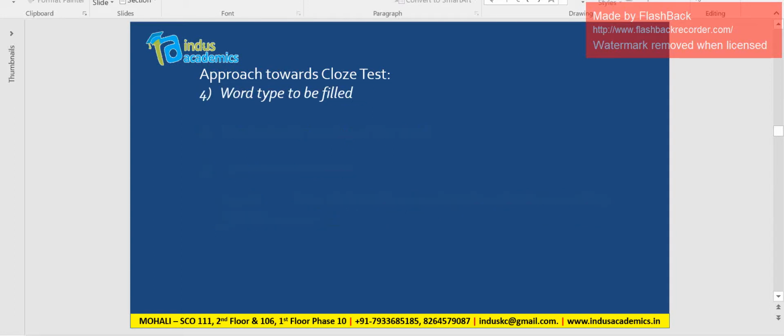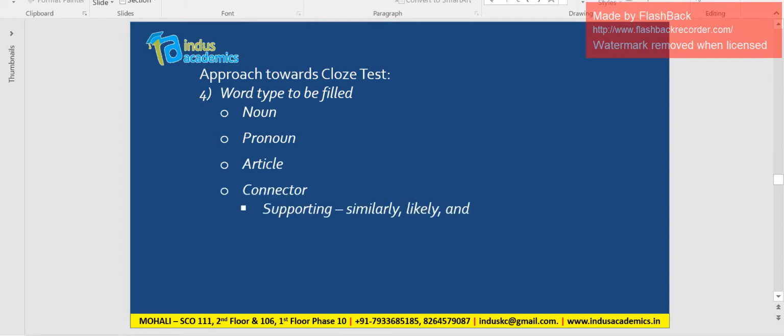Another important point is to try determining the kind of word that has to be filled in. Now, the word that we are supposed to fill can be a noun, a pronoun, an article, a preposition, a connector. While we are filling the articles, we can rest assured that the articles are usually the easiest to fill, as we are all well aware of the rules of their usage, a, an, etc.